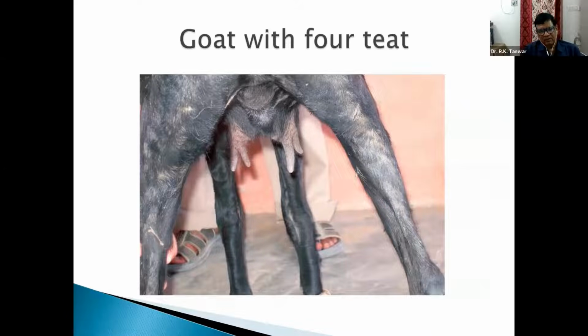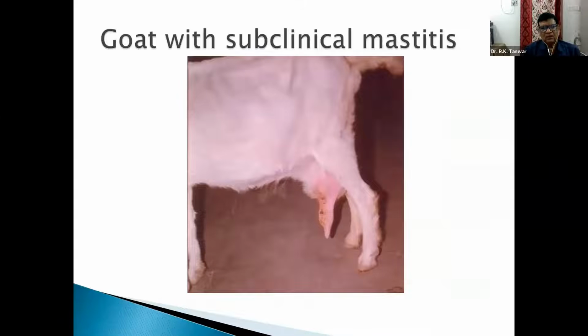This is one picture I have taken, where the goat had 4 teats and milk was coming out from all the 4 teats. This is a congenital defect. This goat actually had warts as well as subclinical mastitis. The owner gave the history that milk production had decreased. When we carried out CMT, there was a positive reaction, so we treated it as subclinical mastitis. Otherwise, there was no swelling, and the milk appeared normal externally.